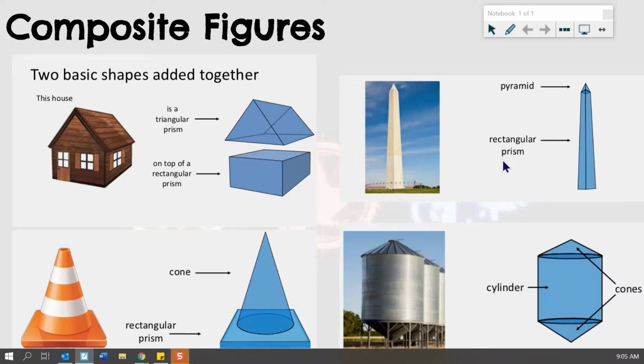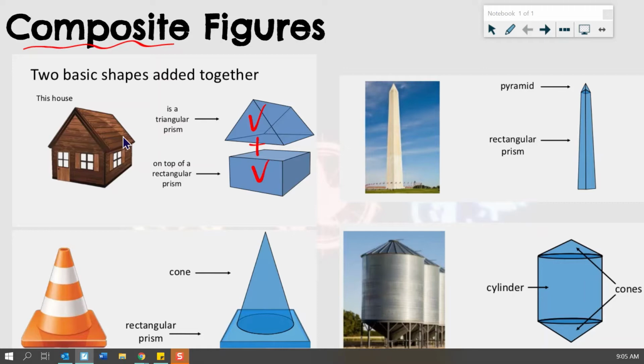Alright, so here we're going to dive into composite figures. A composite figure is composed of more than one thing. It's just two basic shapes that are added together. So you see in this house, we have a triangular prism just on top of a rectangular prism. When we're finding volume, we're thinking about breaking it down into its pieces and adding those back together. You'd find the volume of this one, find the volume of that, and then you add them together. That's the full volume. Surface area is a little bit trickier.